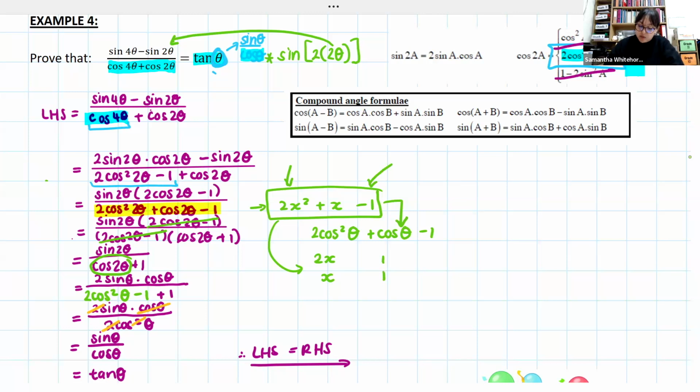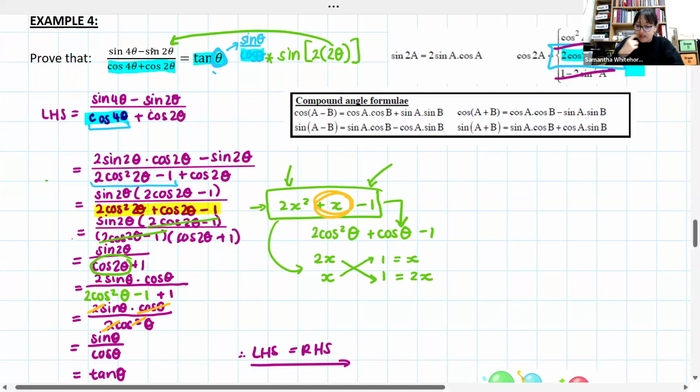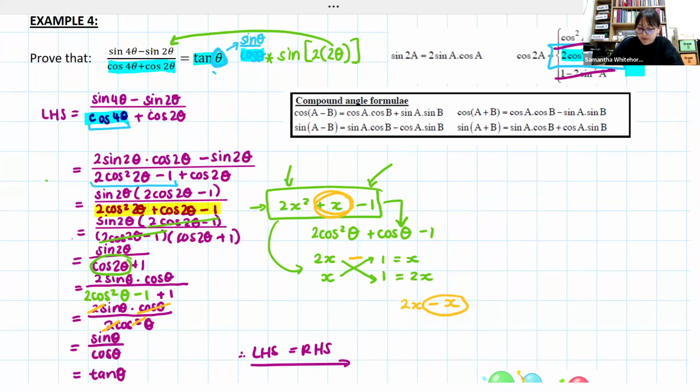To factorize this, what I do is I cross multiply. So x times 1 is x. 2x times 1 is 2x. And then I ask myself, how do I get the middle term of plus 1x? Do I have to add those two together? No, because x plus 2x is 3x. I'm probably going to have to subtract. And it would be a case of 2x minus x. So the negative must be with the x, the positive with the 2x.